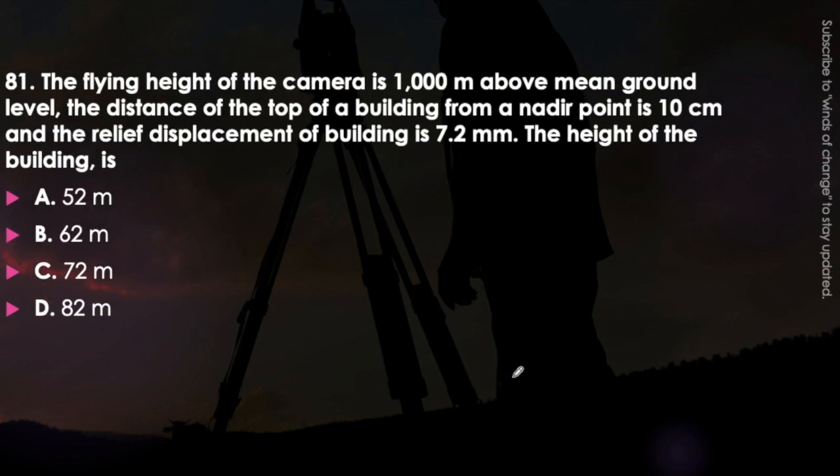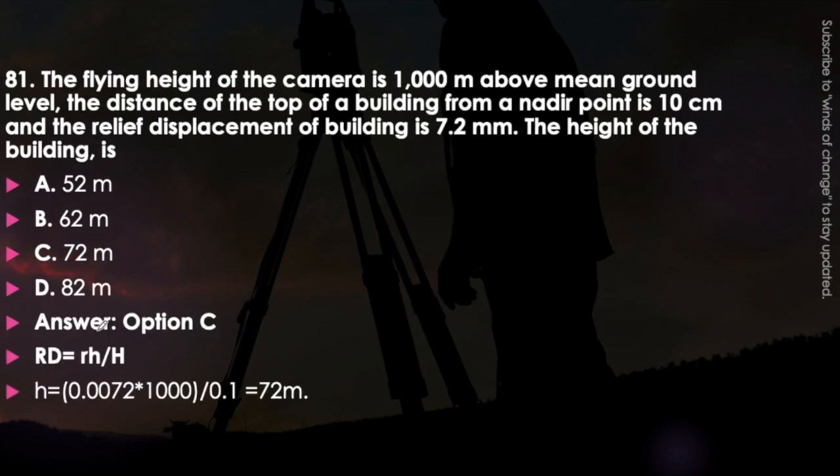Memorize it. Next question. The flying height of the camera is 1000 meter above the mean ground level. The distance of the top of the building from the nadir point is 10 centimeter, and relief displacement of the building is 7.2 mm. The height of the building is 52 meter, 62 meter, 72 meter, or 82 meter. Just think about it. In this question, we should know about the formula for relief displacement. So just think here. In the formula for relief displacement, the answer obtained will be option C, that is 72 meter. And how it is so?